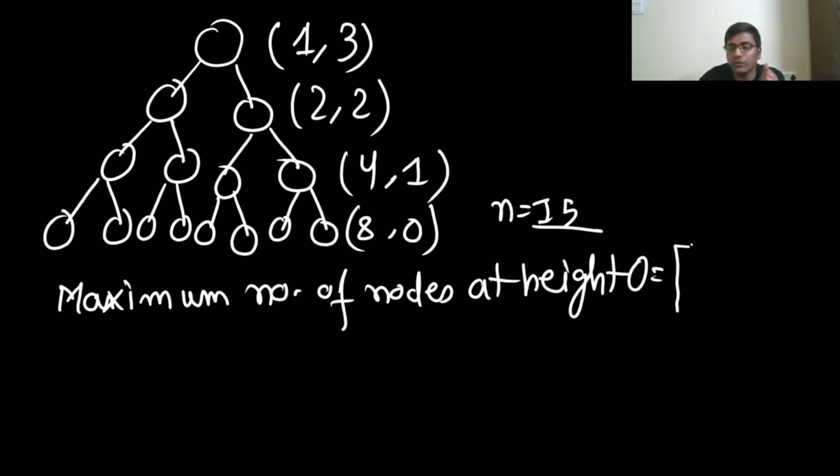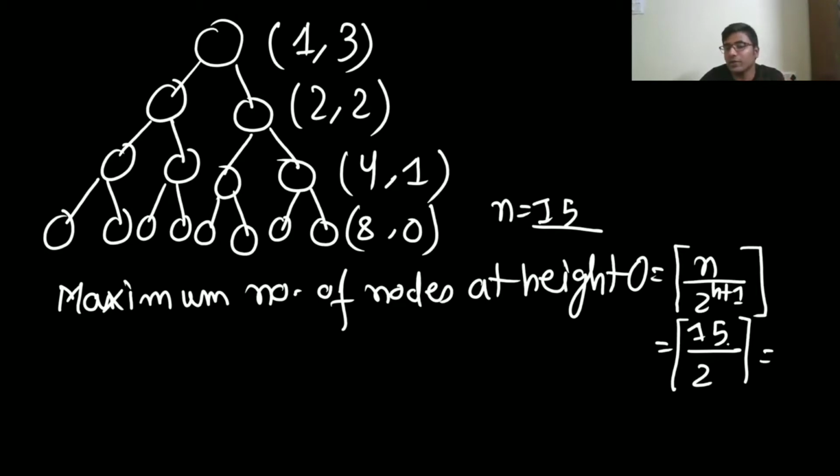So that is going to be the ceil of n by 2 to the power h plus 1. N is your 15. Height, you are saying height 0, so that is going to be 0 plus 1, which is only 1, so 2 to the power 1 is 2. Now, 15 by 2 is going to be 7.5. Sorry, ceil. Ceil is going to take the upper number, that is 8. So the maximum number of nodes you are getting is 1, 2, 3, 4, 5, 6, 7, 8. So the maximum number of nodes at a given level of height 0 is going to be 8.